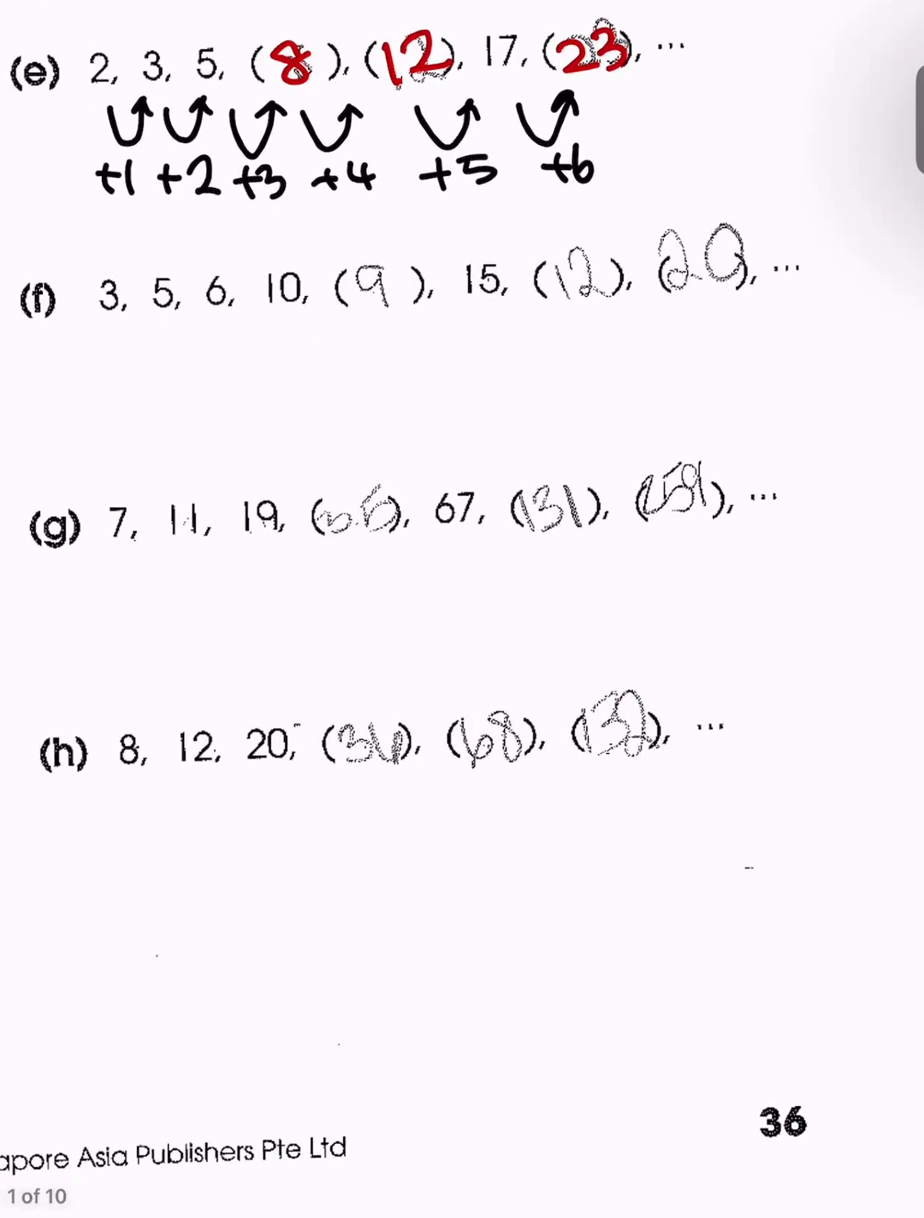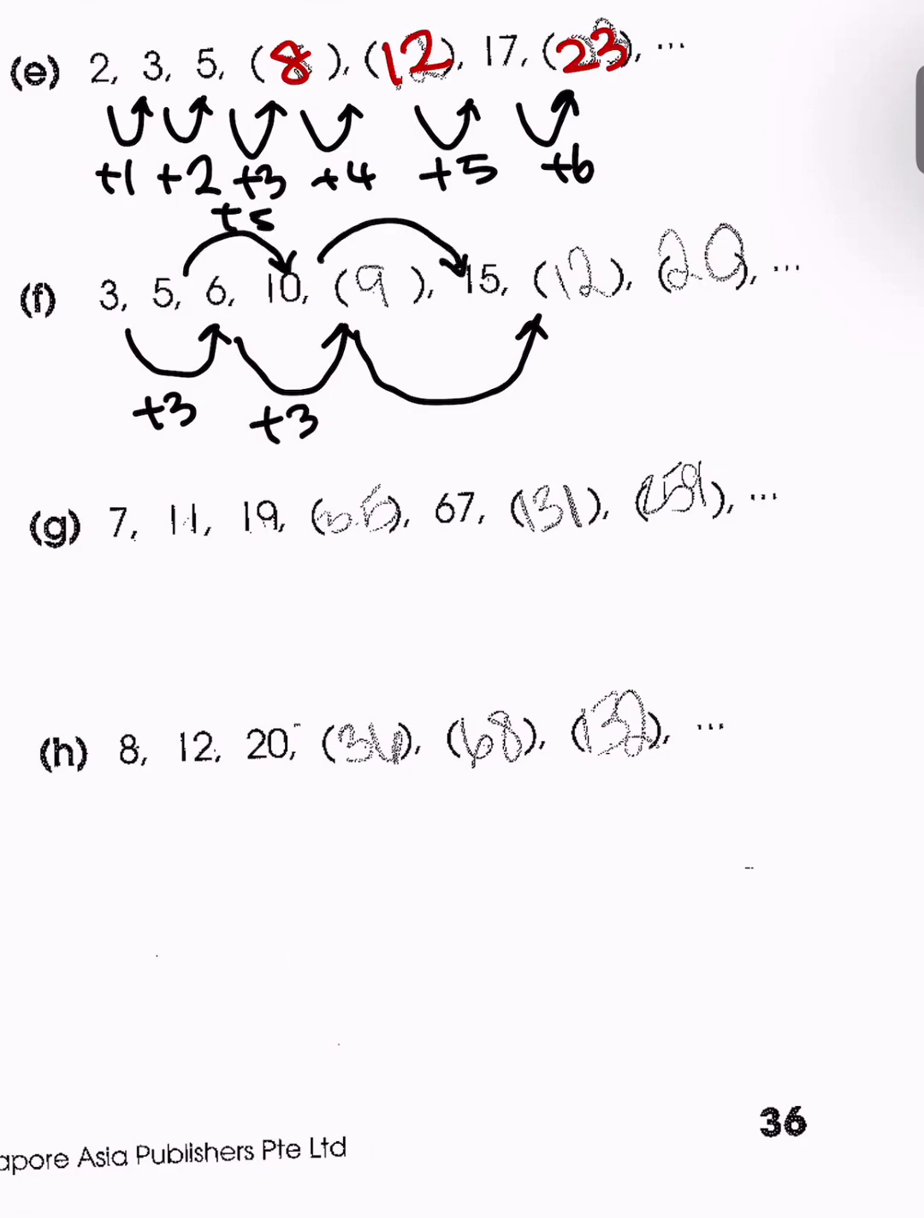And then next we have problem F. To get from 3 to 5 we added 2, 5 to 6 we added 1, 6 to 10 we added 4. And so it seems kind of hard to find a pattern here. But then again, if we skip 2 numbers, then we add 3, and so we're skip counting by 3s. To get from 5 to 10, we're adding 5, 10 to 15, adding 5. So we're skip counting by 5s for the even terms, and we're skip counting by 3 for the odd terms.